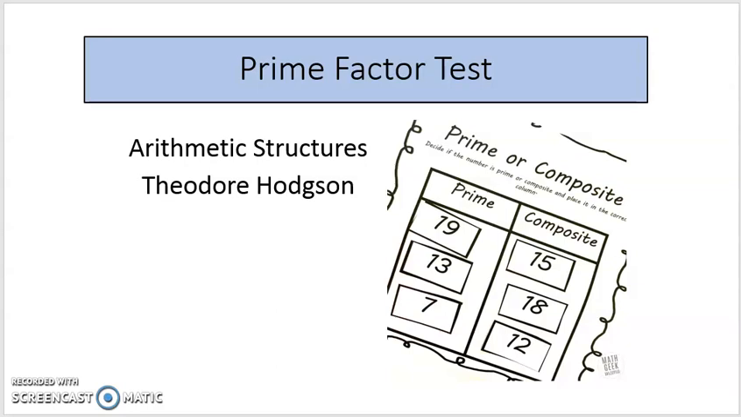A composite number is a positive whole number that has more than two factors. So for example, 15 is composite because 1 and 15 are factors of 15, but so are 3 and 5. So it has more than two distinct factors.